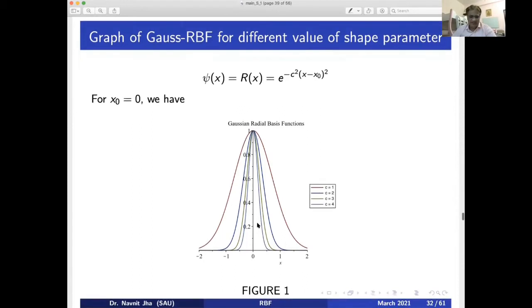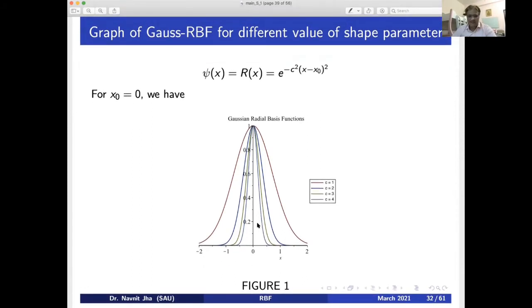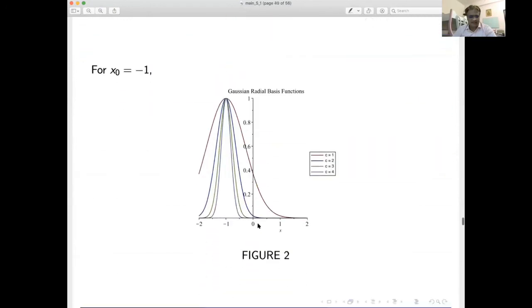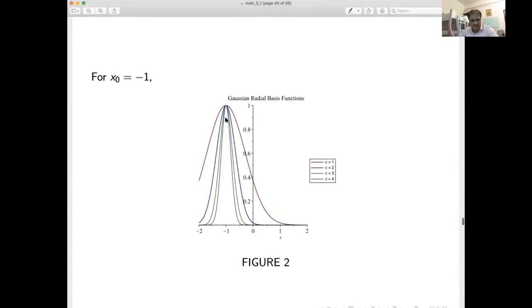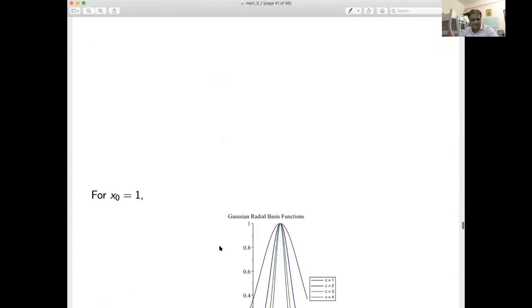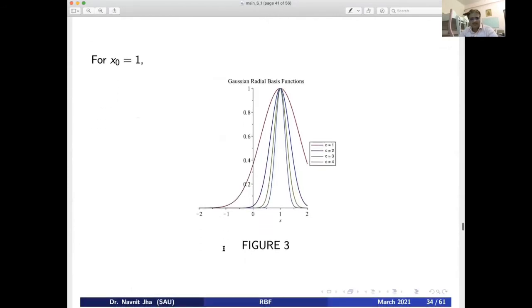So it looked like this. If you change x naught from 0 to some other value, for example, I am taking x equal to minus 1, the concentration is here at minus 1. You see here it is minus 1. This is towards minus 1. Similarly, when x equal to 1, the concentration is at x equal to 1.